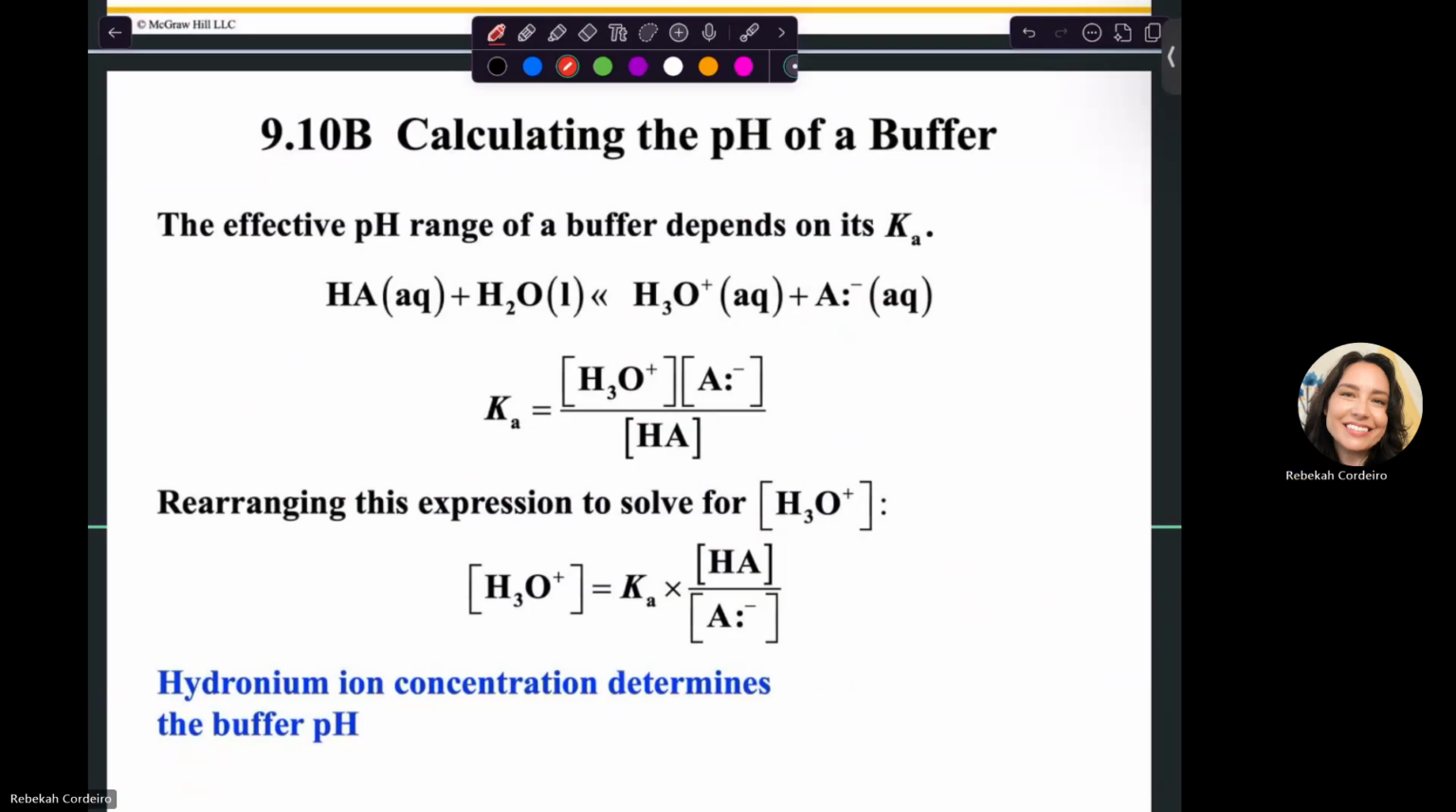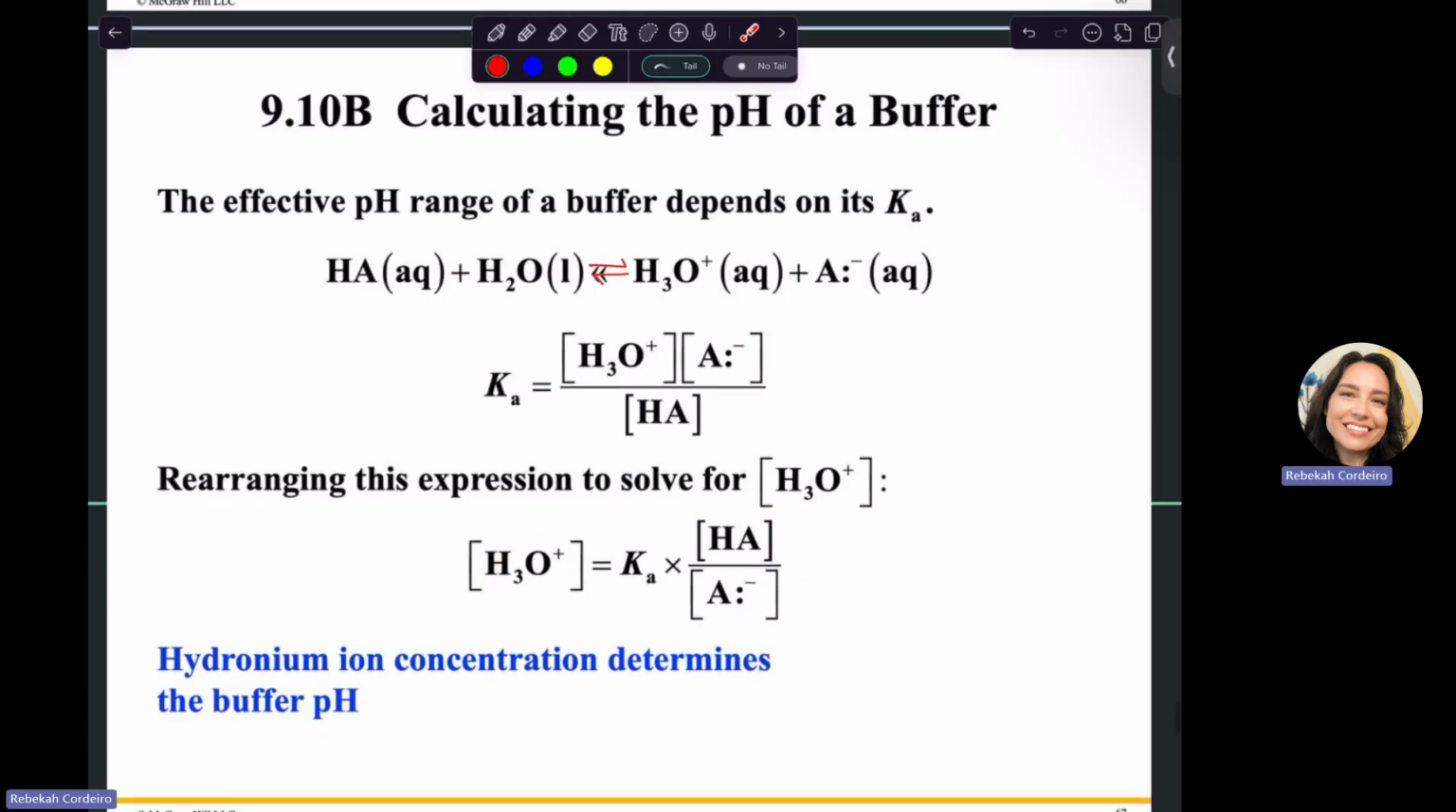And so the effective range of a buffer. Some buffers are good at keeping pH at 4, some at 5, some at 7. We start out with our Ka expression of our acid, and then we wind up solving for H3O plus, and we get this formula here.